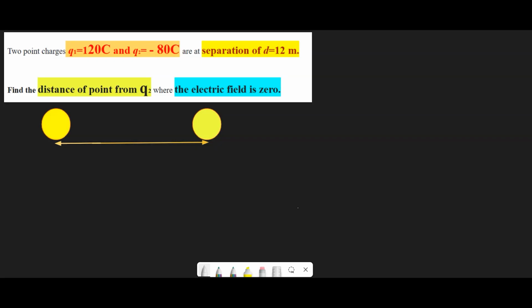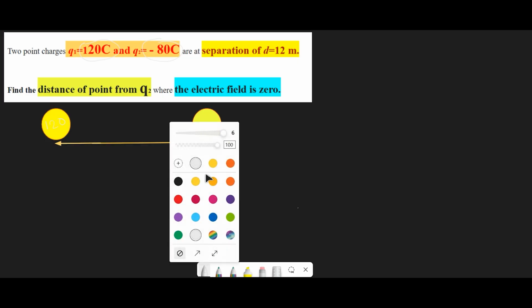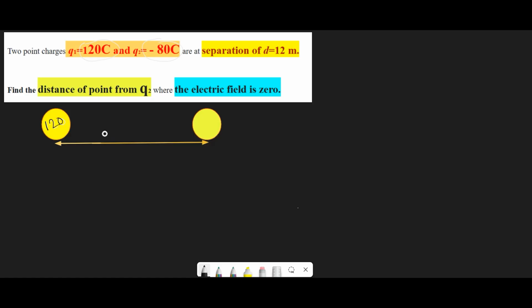From the question, there are two charges. One is 120 coulomb, another one is minus 80 coulomb. So we could write down this is 120, and this one will be minus 80 coulomb, right?